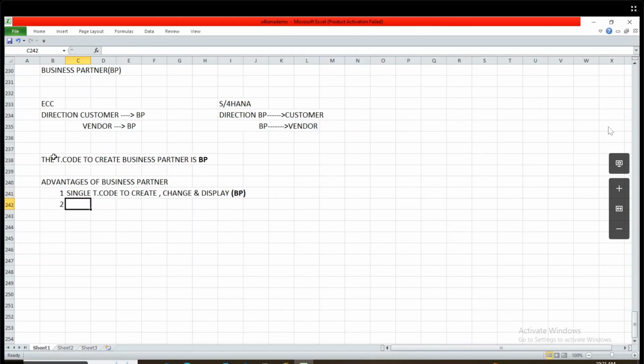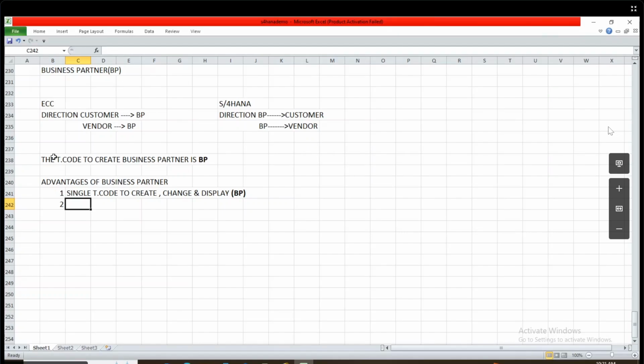See, some business customer is also a vendor, but earlier we didn't have that. Now the same BP you can use as customer as well as vendor. We have BP roles. With the help of BP roles, the same BP you can create as customer and vendor. Same business partner we can use as customer and also as vendor.